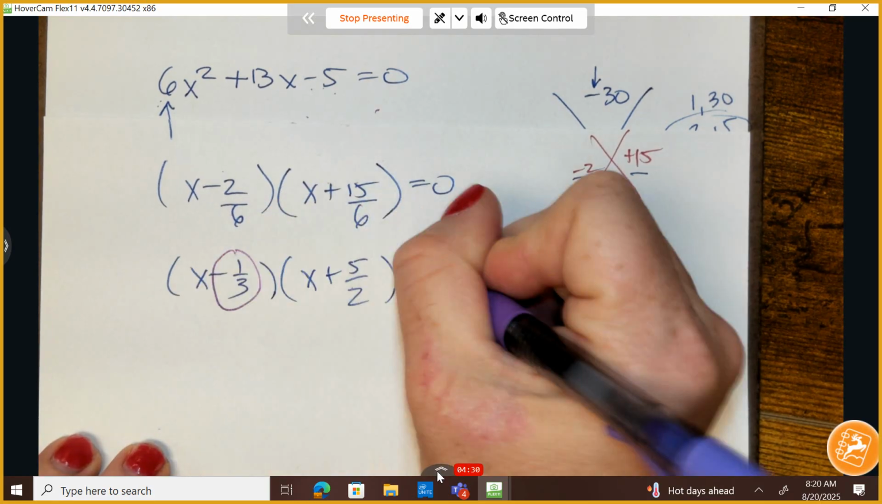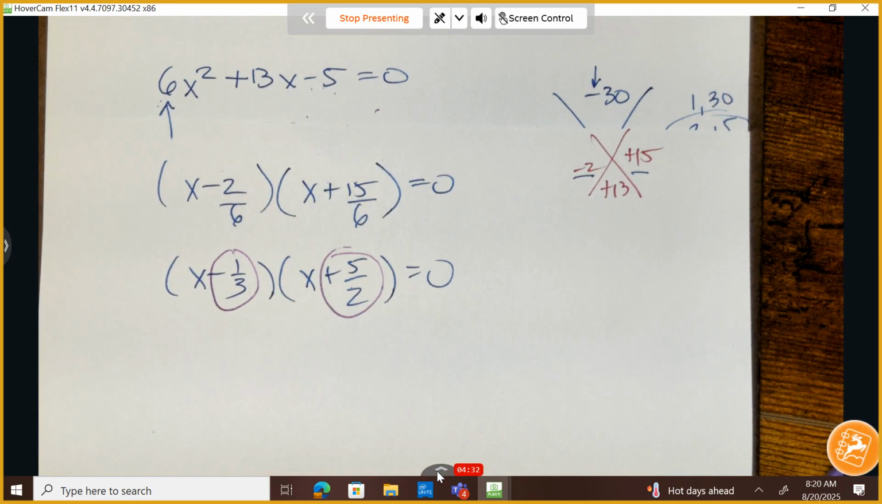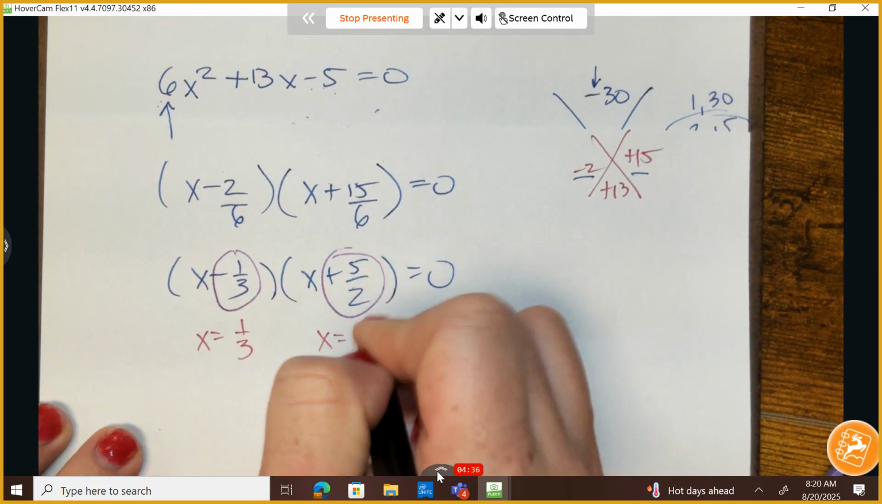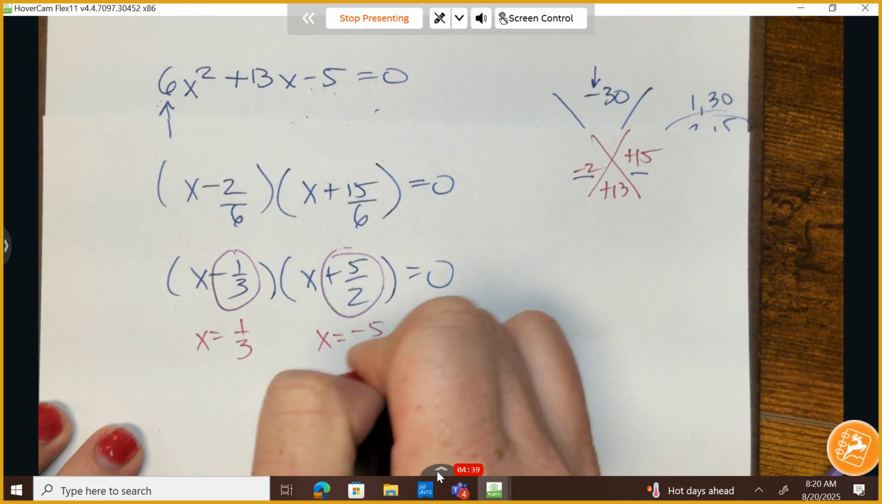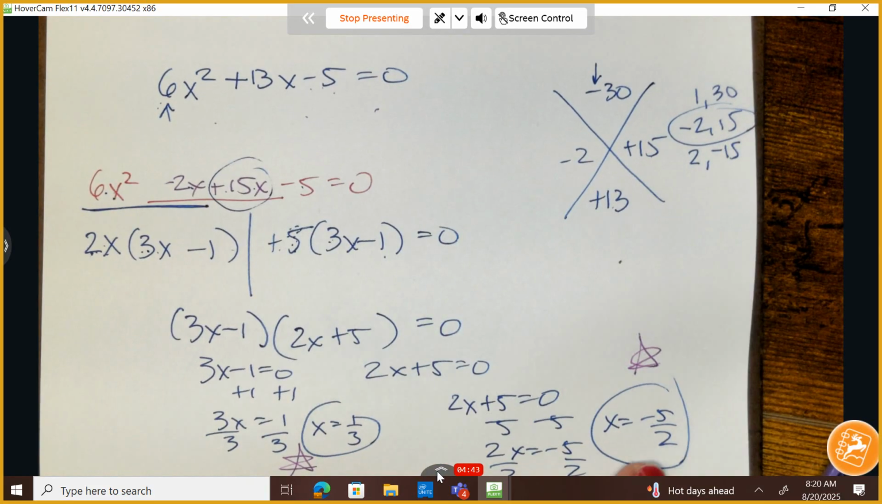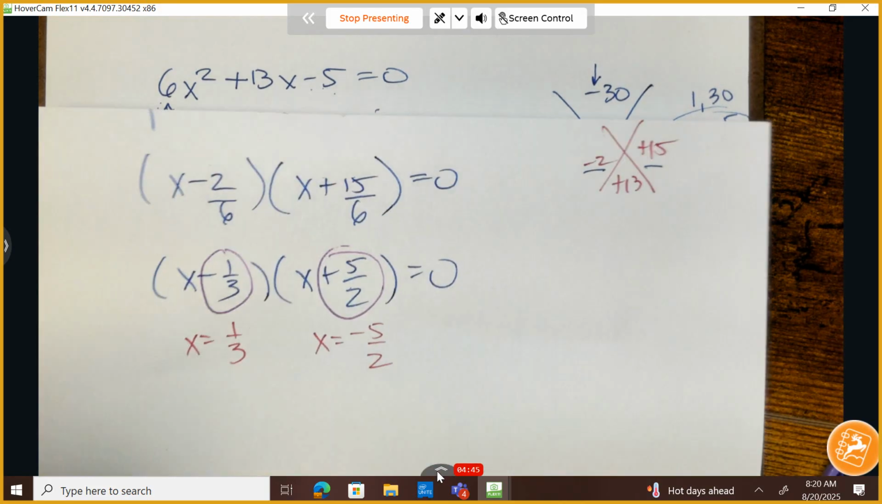Now, if you remember from the video, we're going to circle the value and the sign in front. What's opposite of negative 1/3 is positive 1/3. What's opposite of positive 5/2 is negative 5/2. Those are our two solutions. I've already shown you how 1/3 and negative 5/2 do work for this particular problem.